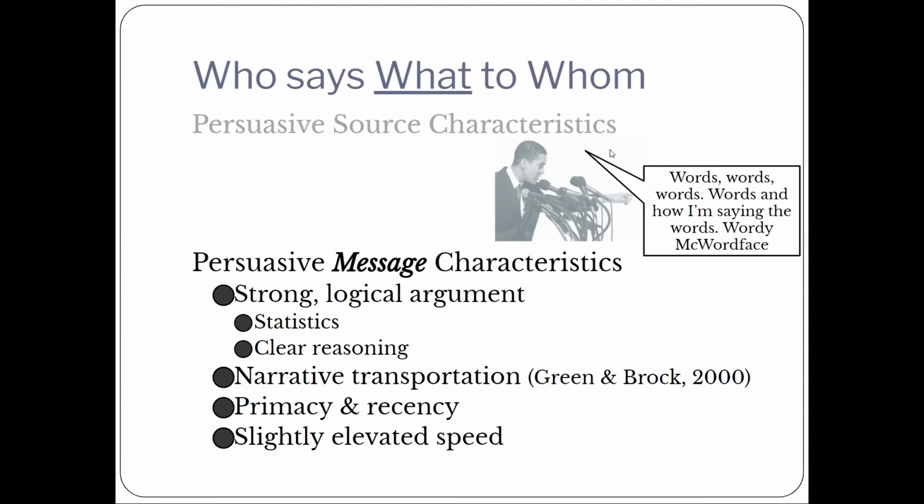So now we've talked about the who. Let's talk about the what. The what represents the characteristics of the persuasive message. A message is found to be more persuasive if it has a strong logical argument. If it represents a good argument with statistics and clear reasoning, people are more likely to be persuaded.